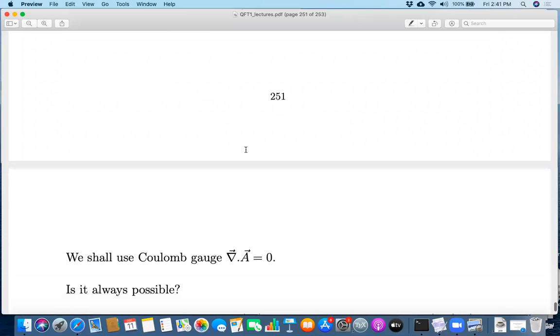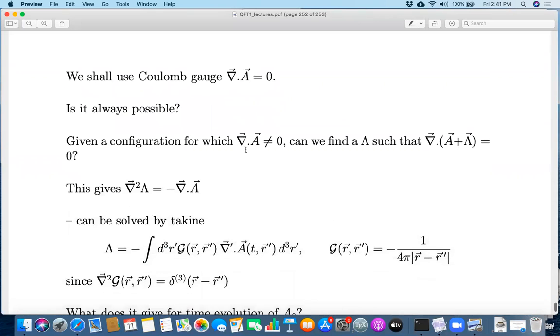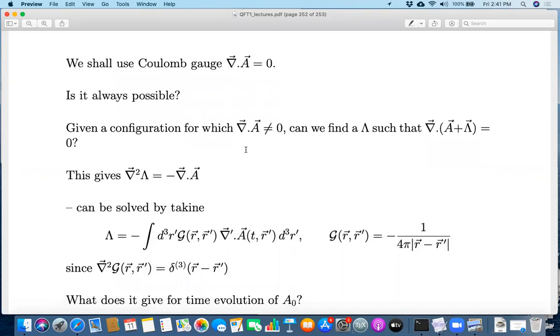I'll give a particular choice of gauge that we'll be using. But of course, there are many other choices possible. In fact, you will probably encounter other choices of gauge later, which are more covariant, more manifestly Lorentz covariant. But what we'll use is called the Coulomb gauge, where we put the divergence of A equal to 0.